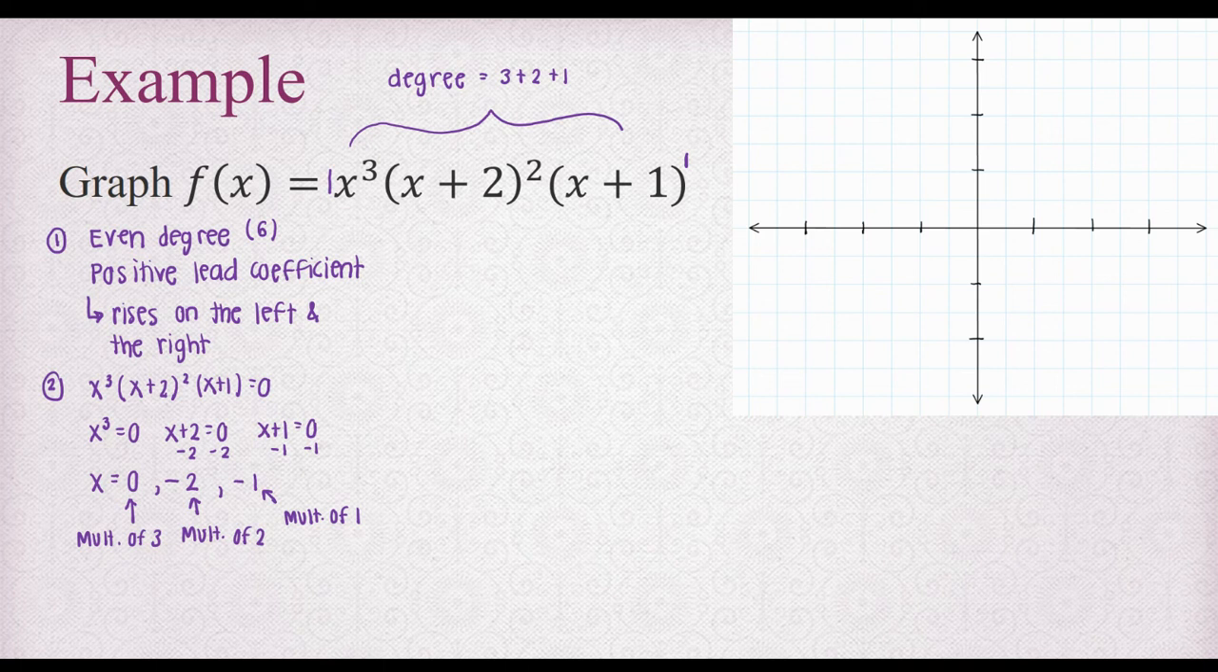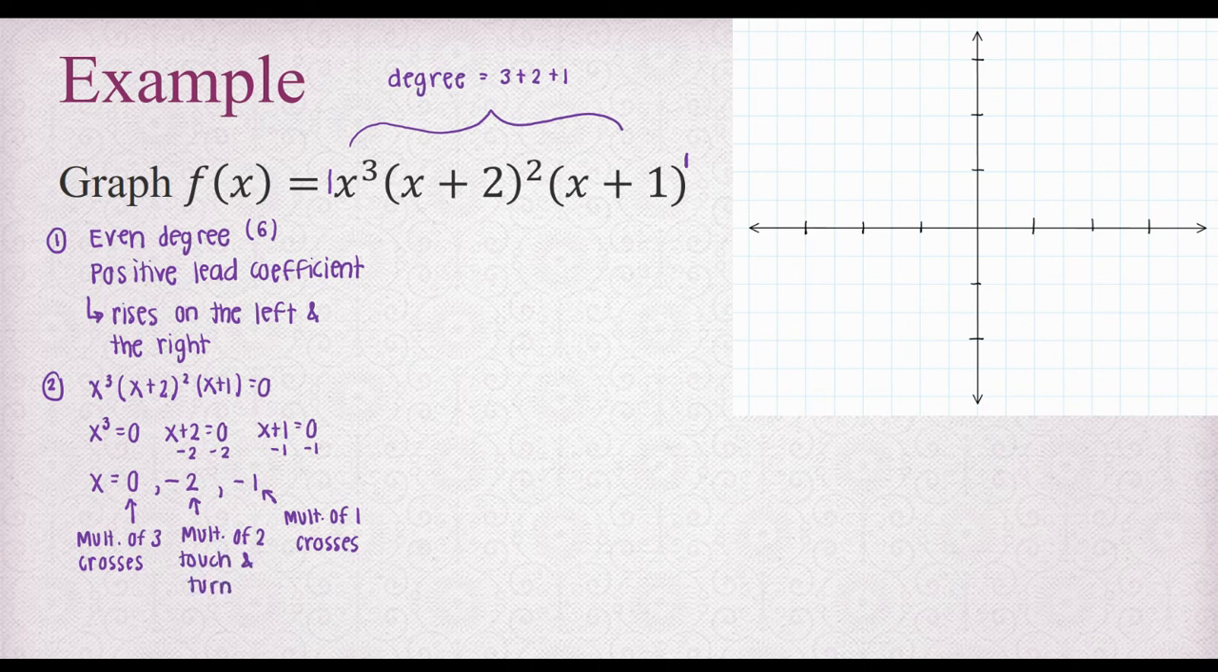So remember, as far as the movement goes, anytime I have an odd multiplicity, it's going to cross through. So multiplicity of 3, it's going to cross. Multiplicity of 1, it's going to cross. But then multiplicity of 2 means that we are going to touch and turn.